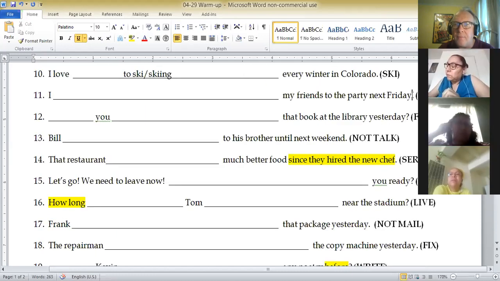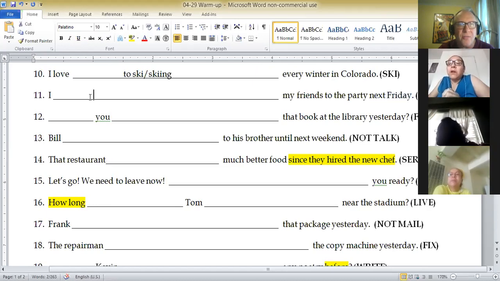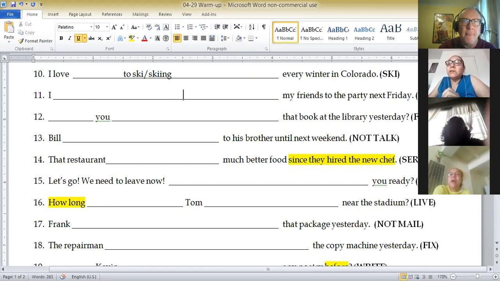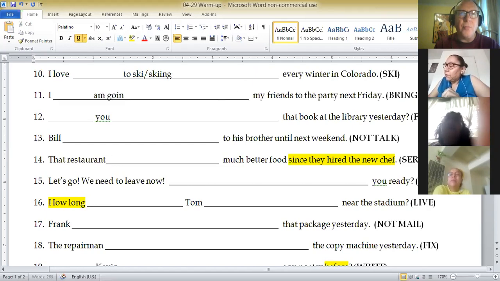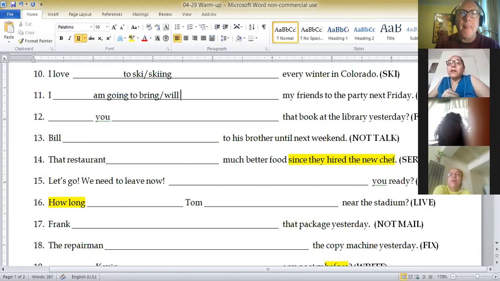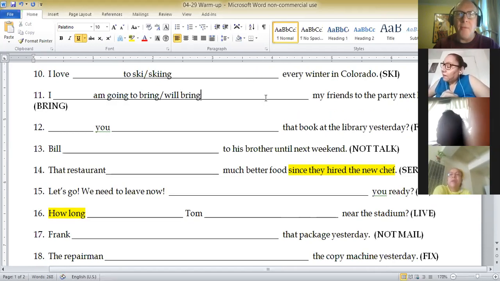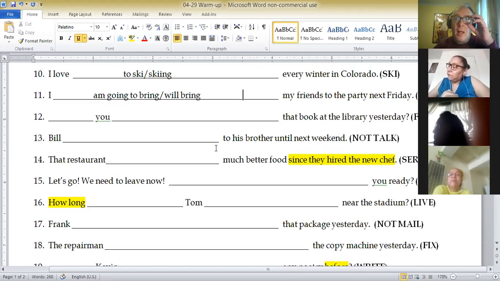The next one is about next Friday. So what can we say? I'm going to bring my friends to the party next Friday. I'm going to bring, or possibly, I will. I will bring. I'm going to bring, I will bring. All right, very nice.